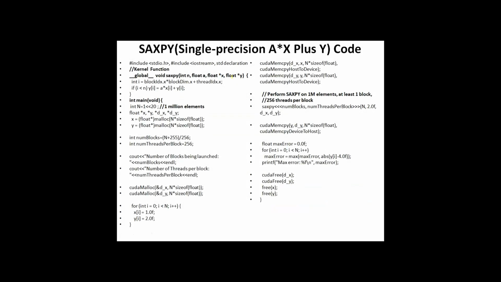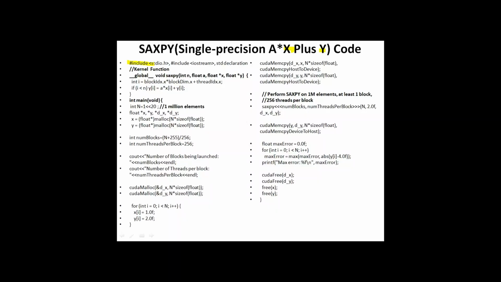So this is a sample code now, a SAXPY code, that is the simple single precision AX plus Y. SAXPY means single precision AX plus Y, because we have two arrays here, X and Y arrays. We want to process the two arrays, X array and then Y array, and Y is equal to AX plus Y. And these are single dimensional arrays, X and Y.